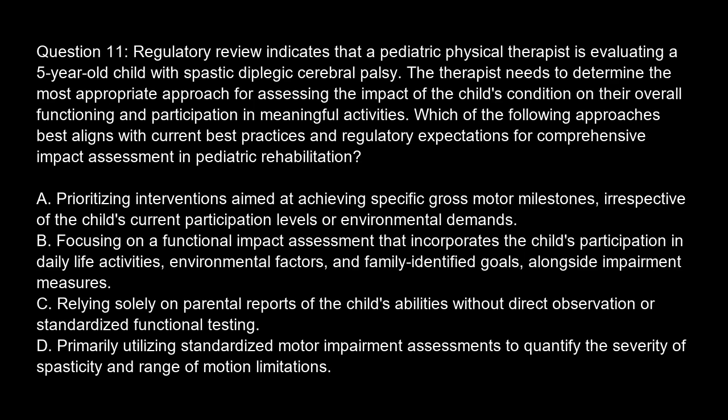Option A. Prioritizing interventions aimed at achieving specific gross motor milestones, irrespective of the child's current participation levels or environmental demands. Option B. Focusing on a functional impact assessment that incorporates the child's participation in daily life activities, environmental factors, and family-identified goals alongside impairment measures. Option C. Relying solely on parental reports of the child's abilities without direct observation or standardized functional testing. Option D. Primarily utilizing standardized motor impairment assessments to quantify the severity of spasticity and range of motion limitations.